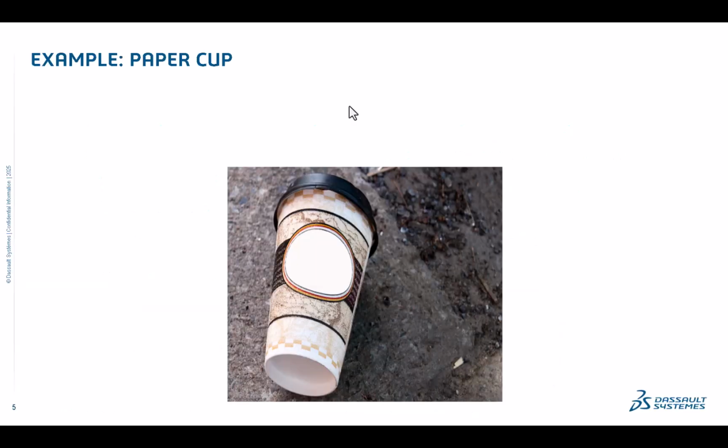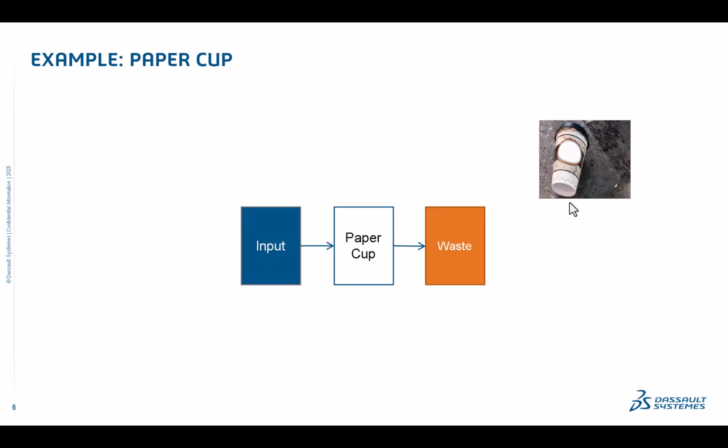For an example of a life cycle assessment, let's consider that we would like to perform a life cycle assessment on a paper cup. This is a simplified representation of the life cycle inventory. In the middle, we have the paper cup itself. On the left side, we have all the inputs that went into creating the paper cup and delivering the paper cup, let's say, to a store where it was purchased. On the right side, we have the waste associated with disposing of paper cups.